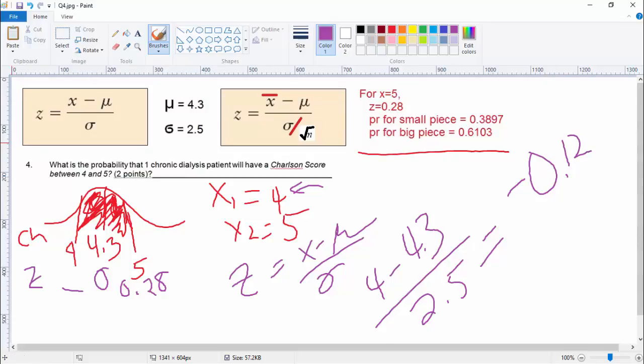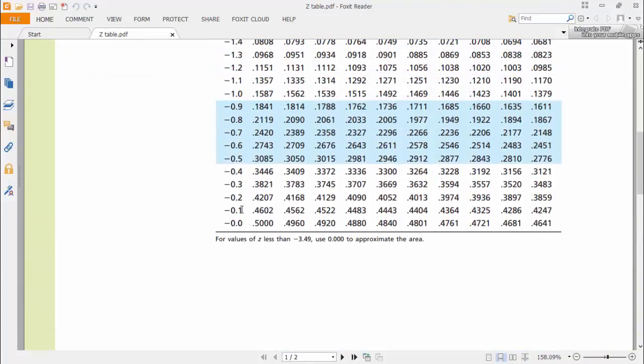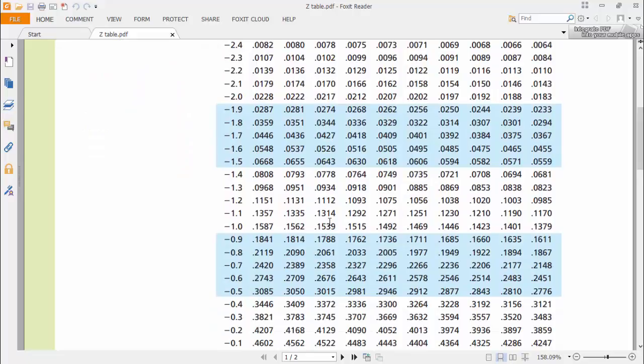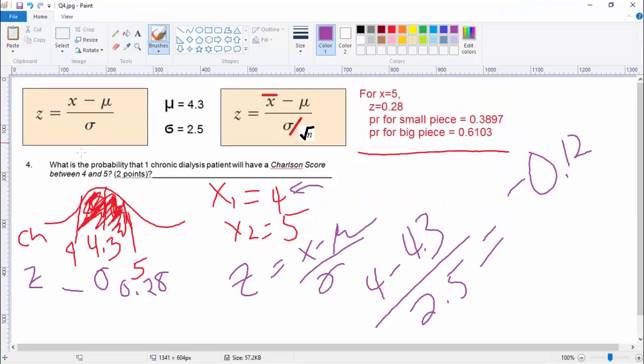Okay, so negative 0.12. So we're already in the wrong place. Negative 0.1, and then we've got to go to the 2. I think this is the 2 column because remember there's a 0 column. Here we go. Negative 0.12. So that should be this, 0.4522. And yeah, that's pretty good. Okay, so 0.4522. Let's go back here. So this is PR equals 0.4522.